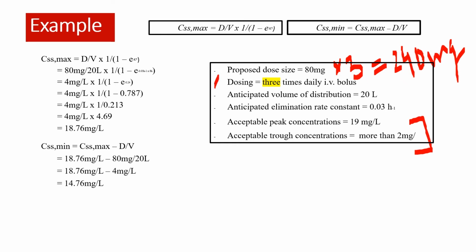In that case, the CSS max becomes 18.76, which is less than 19 milligram per dl, so it is less than the toxic dose. And the CSS mean is 14.76. The statement I want to make from these two examples is that we have to be very cautious while giving this drug, whether it is 2 times daily, once daily, or 3 times daily. The more you divide the dose, the lesser will be the peak concentration. So that is very important.